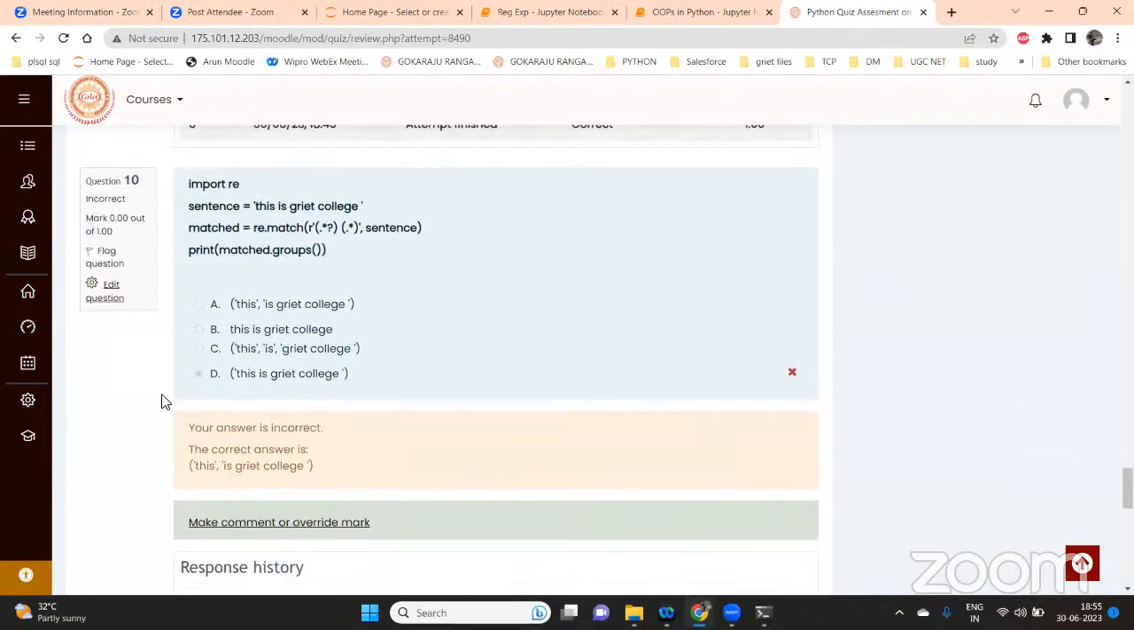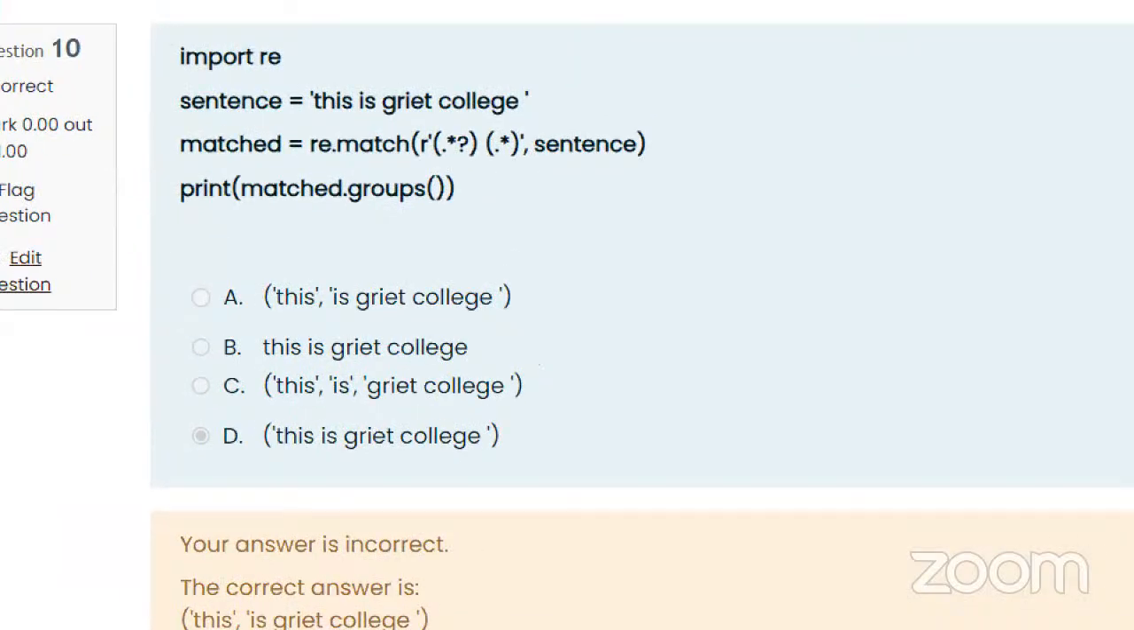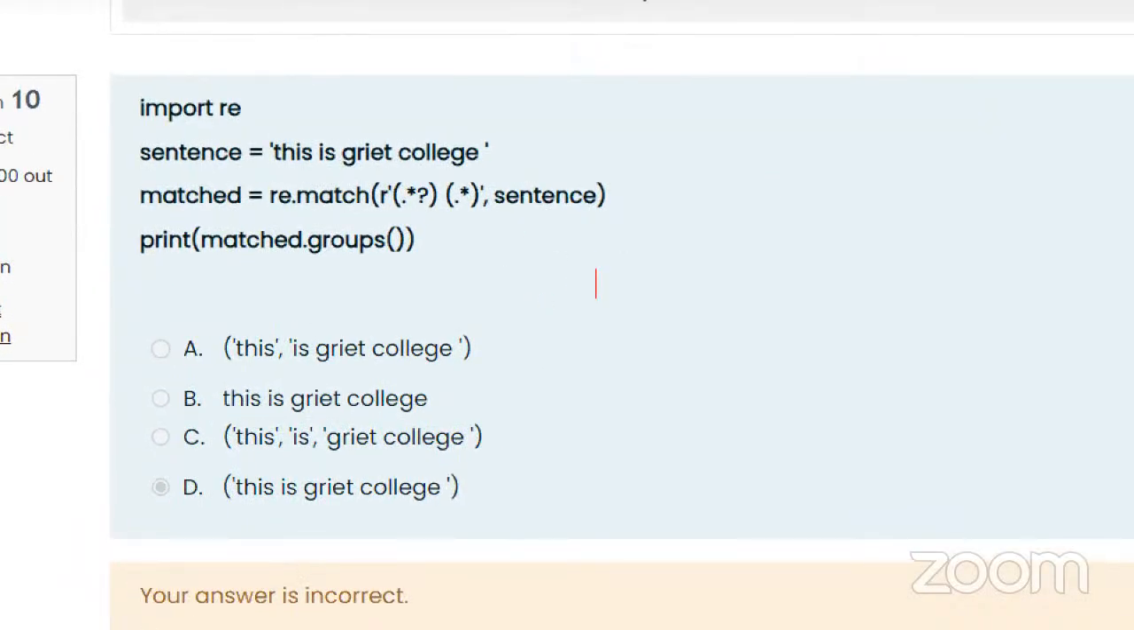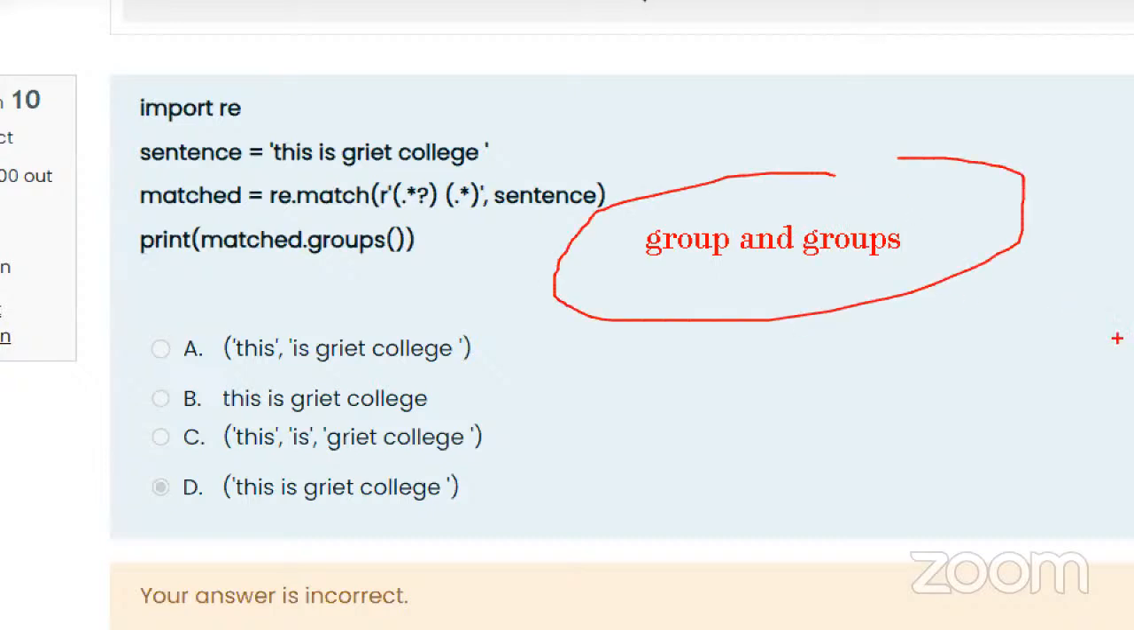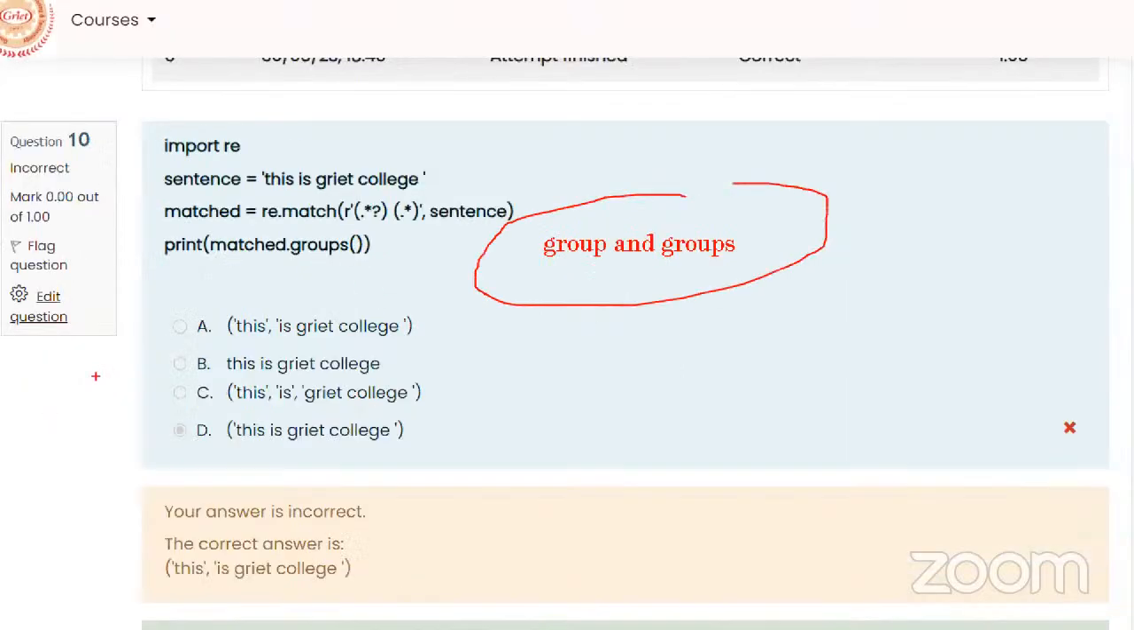So this was one of the trickiest questions actually. In the last class I told you there is something called group also, group and groups, correct? These two are generally used along with the regular expression. So what is the job of this group and groups? That is what we need to understand.